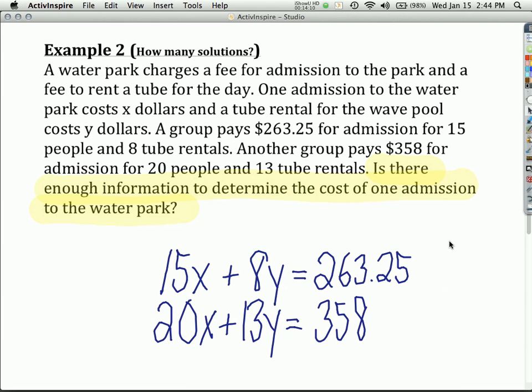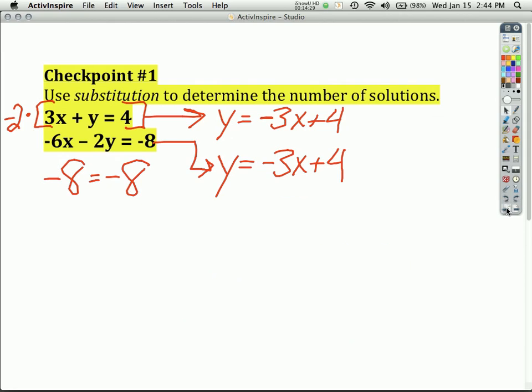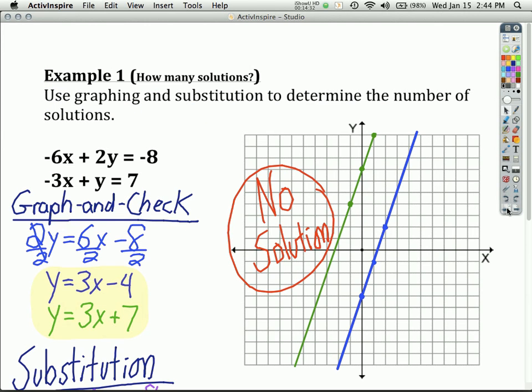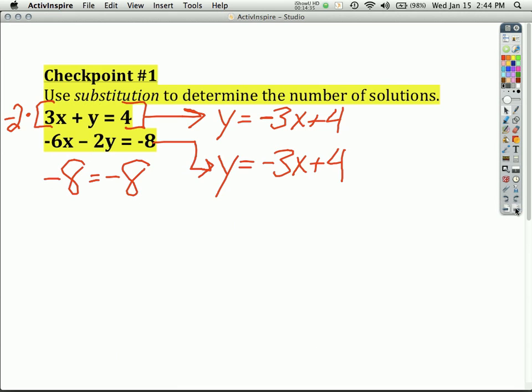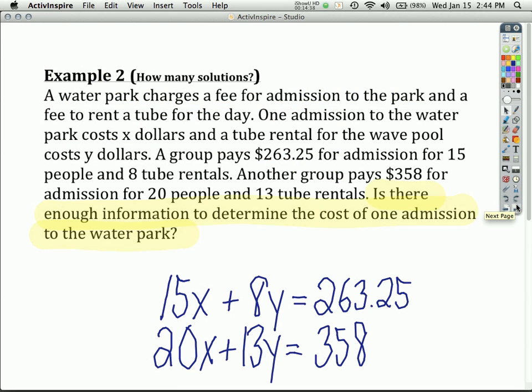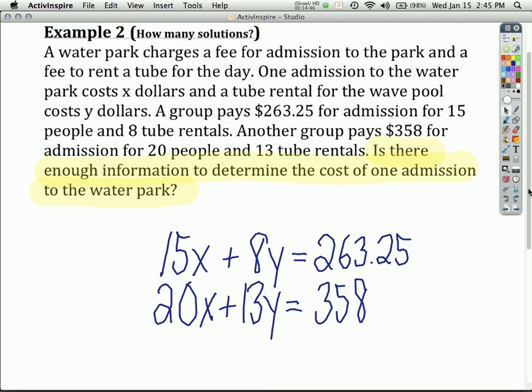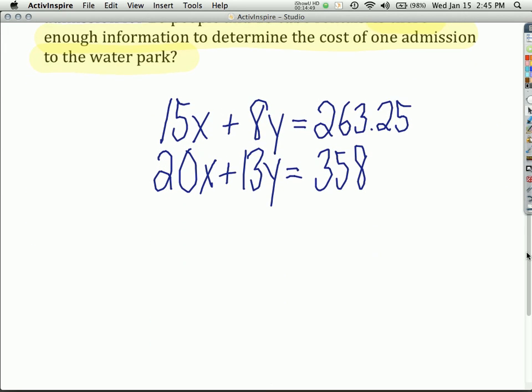So now, we need to figure out if there's enough information. And the only way to do it is to at least solve it part of the way. So that's what we're going to do. Any comments so far? Now let me rewind for a second. So far during this lesson, we've used graphing, we've used substitution. What's the only method we haven't used yet today? Alicia? We haven't used elimination. So we're going to use that for this question just to see what happens. This is going to be a bit of a tough one.